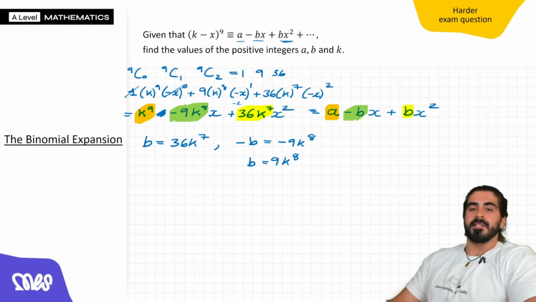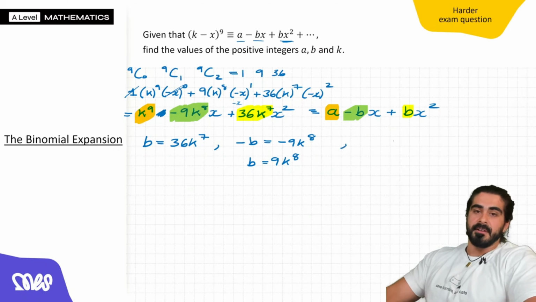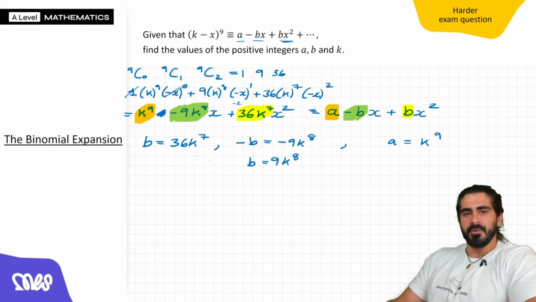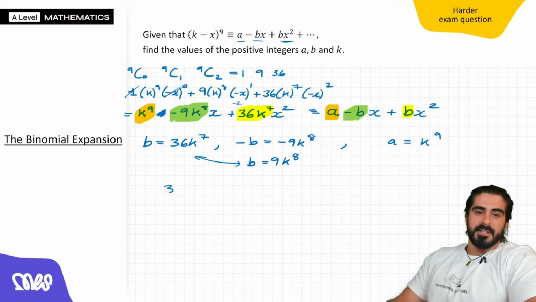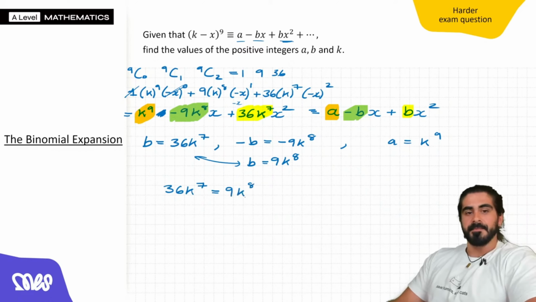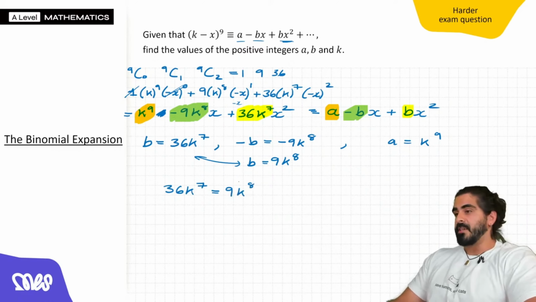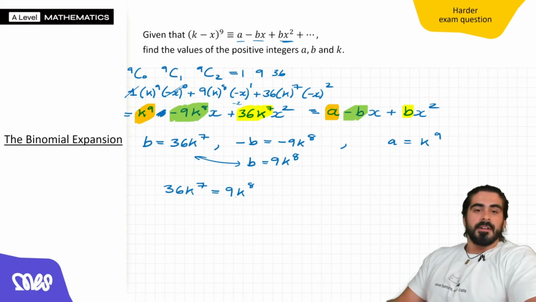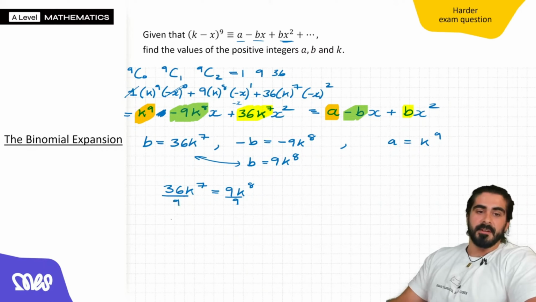But let's just finish off by saying the orange highlight. So a equals k to the power of 9. But now let's deal with this. They both equal b. So we can say now 36k to the power of 7 equals 9k to the power of 8. Now we can start dividing both sides by numbers and by letters. We can divide both sides by 9. 36 divided by 9 is 4. 4k to the power of 7 equals k to the power of 8.